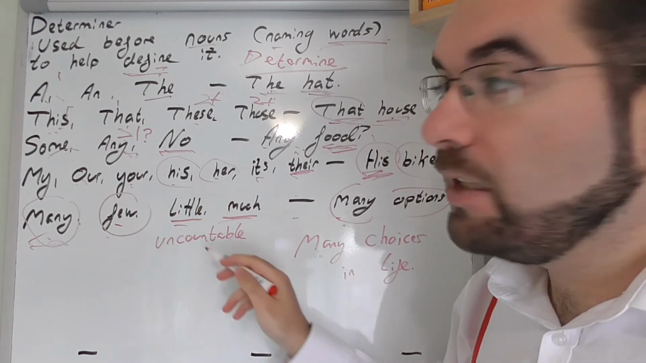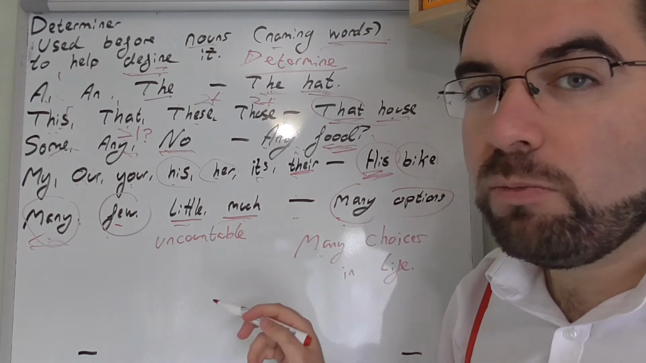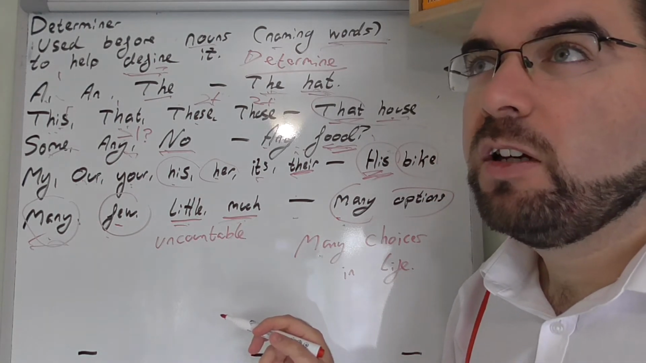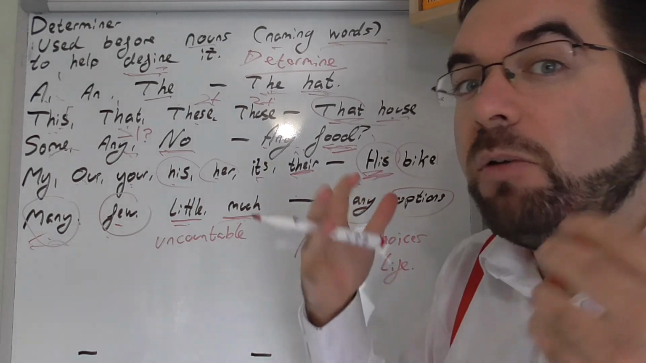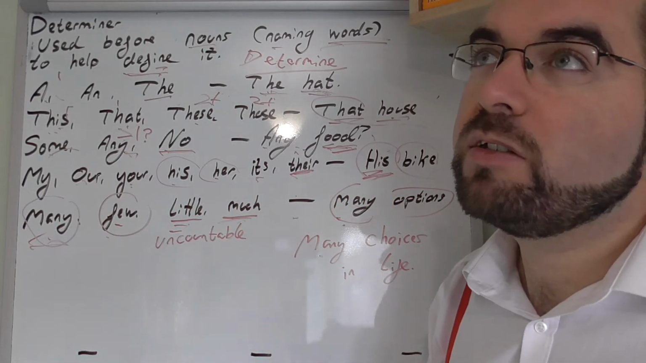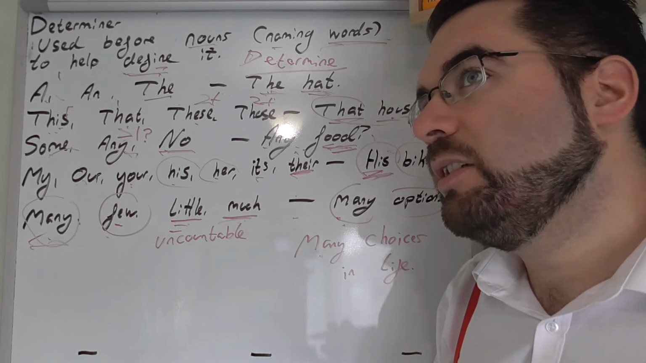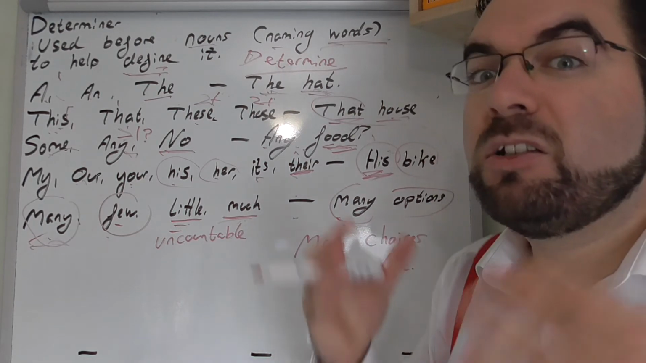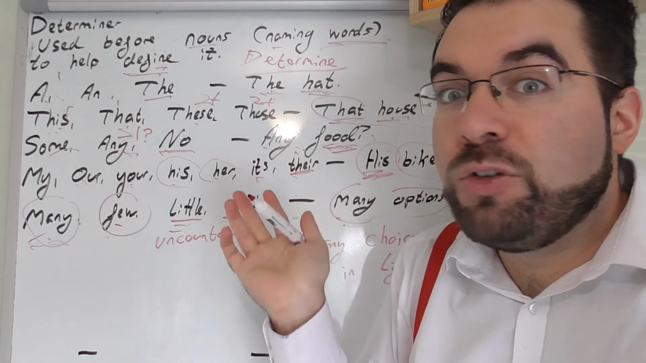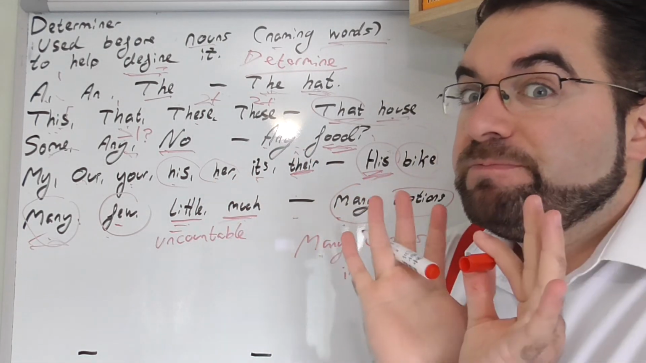But you wouldn't say little choices or much choices in life, no. You'd say things like, I haven't got much choice. We only have a little choice. We have little choice, nothing else we can do. Little choice is an expression. That's it.